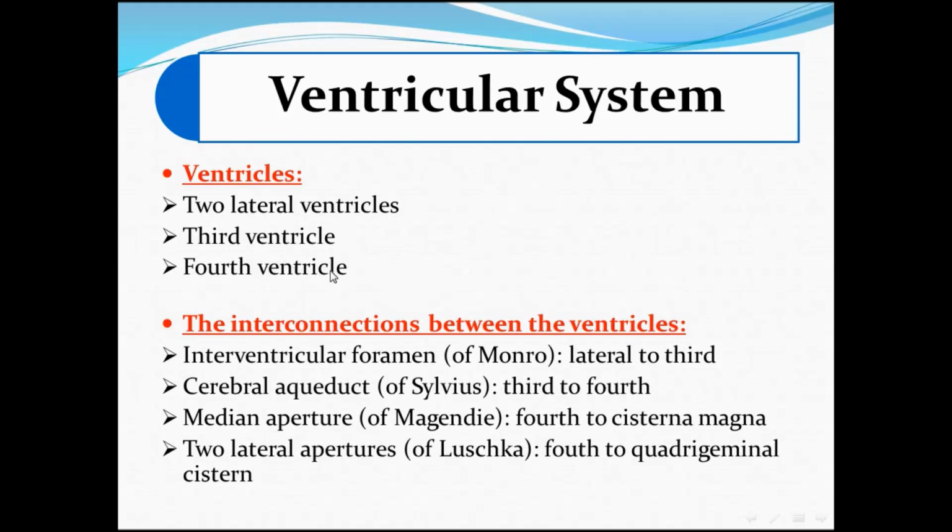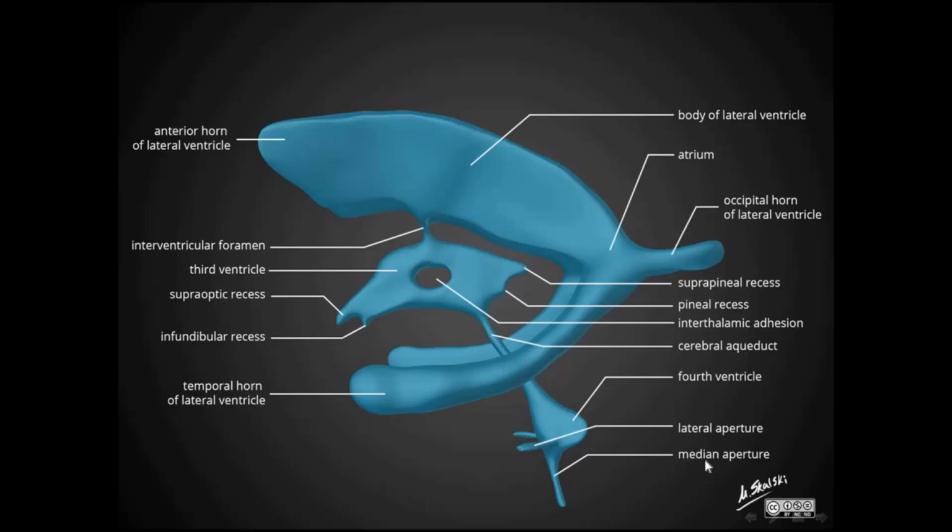The fourth ventricle is then in connection with some arachnoid cisterns and in continuation with the central spinal canal via some other foramina. These are the median aperture or foramen of Magendie. This is a foramen that connects the fourth ventricle with the cisterna magna. And two lateral apertures or two foramina of Luschka. These are the foramina that connect the fourth ventricle with the quadrigeminal cistern.